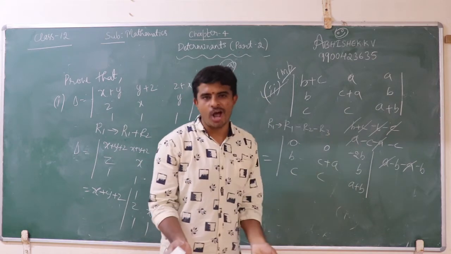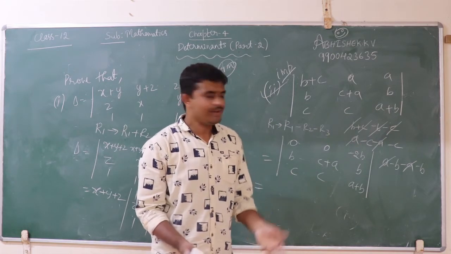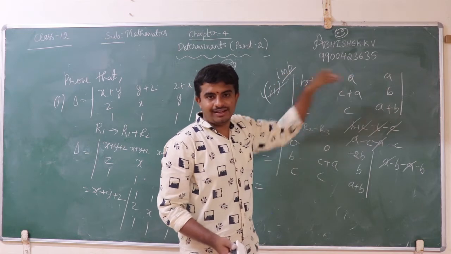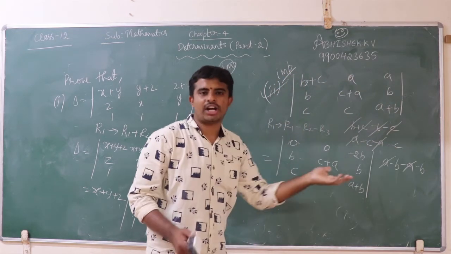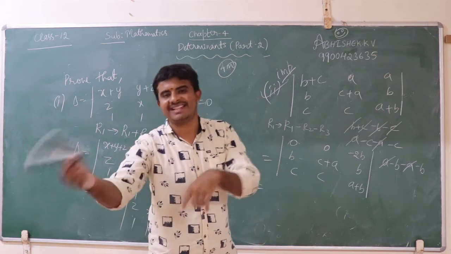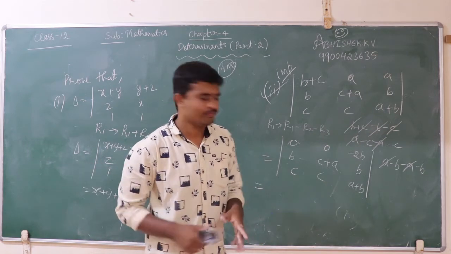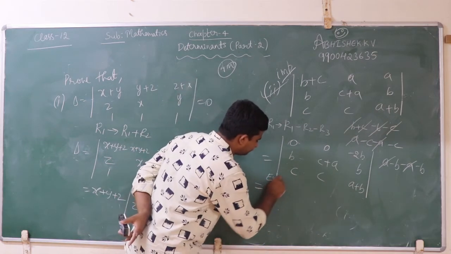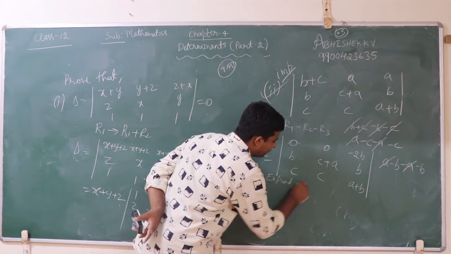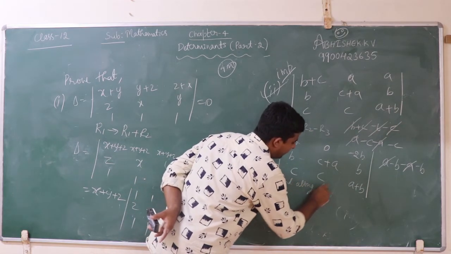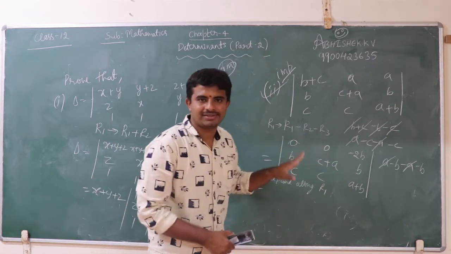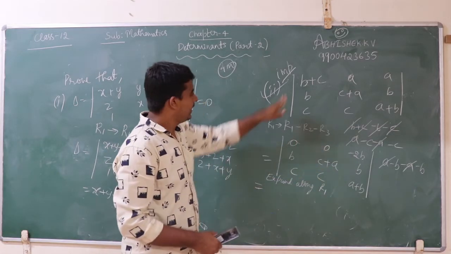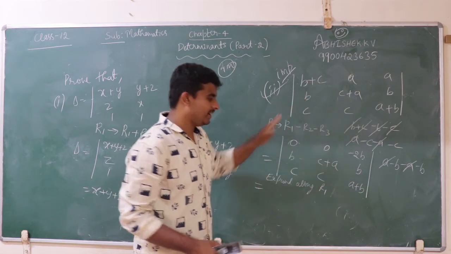Now expand along R1. Instead of going through R1 at the start, try to make any row or column have the maximum number of zeros, then expand along that corresponding row. Expand along R1; since it has two zeros, we move on to this. See, b plus c, minus b, minus c.